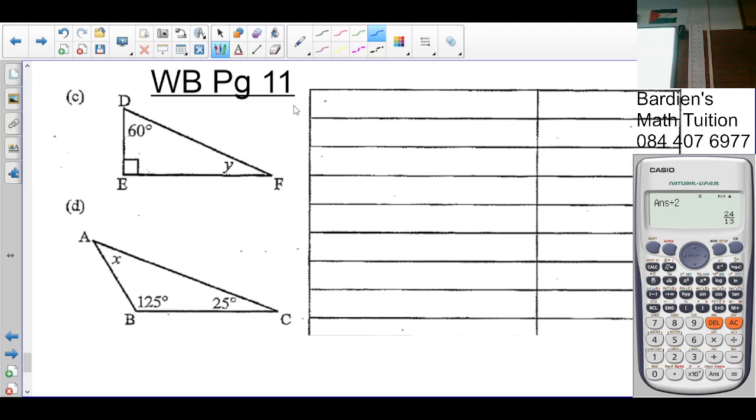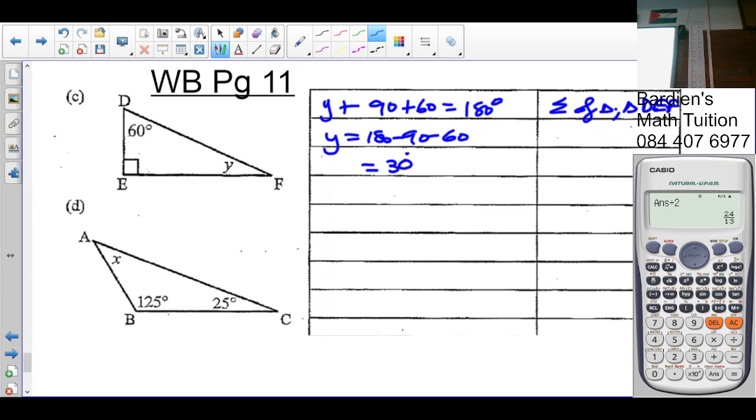We're saying that y plus 90 plus 60 equals 180. Why? Sum of triangle. It's triangle DEF. Not so? So y is equal to 180 minus 90 minus 60, which is? You all got that? Okay. Any confusion here? No? So what would the next one be?